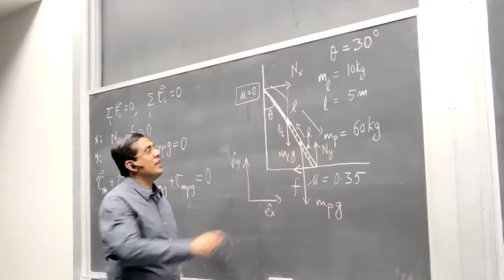So that means negative. This will be negative. Yes. So that would be Nx L/2 cosine theta. Okay. What about the torque due to the force of friction, F?